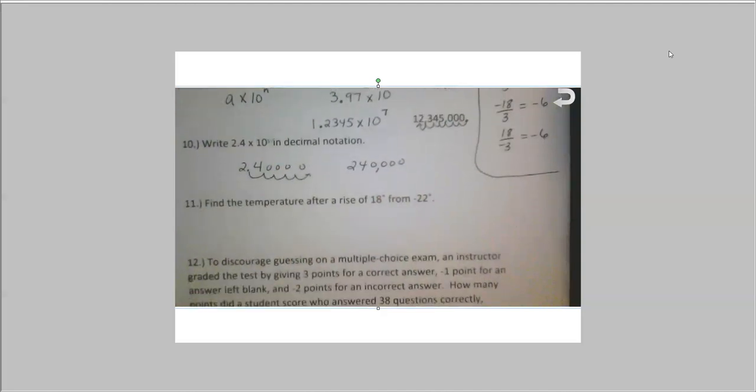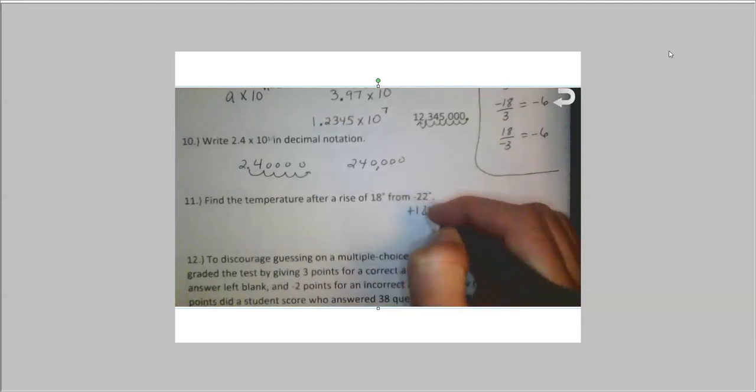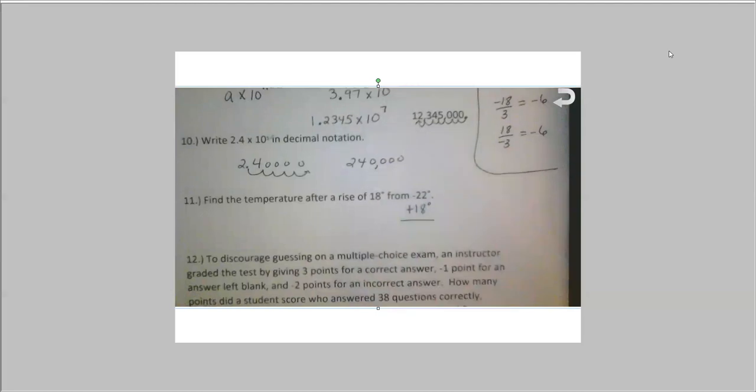Okay, 11 says find the temperature after a rise of 18 degrees from negative 22 degrees. So imagine this, we're at negative 22 degrees below zero. We're rising, okay, so we're adding on 18 degrees. Notice what I'm doing here. I've got a negative 22 plus 18. The signs are different, so we subtract. Take the sign of the higher number, then it will be exact. So that's going to be negative 4 degrees after going up 18 degrees. So we're not even back to normal yet.